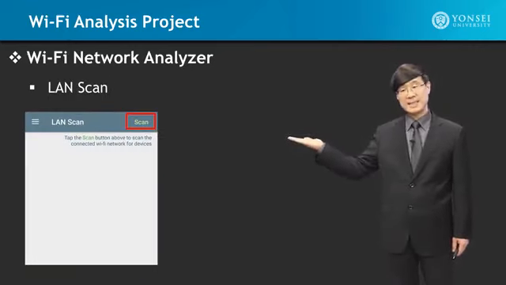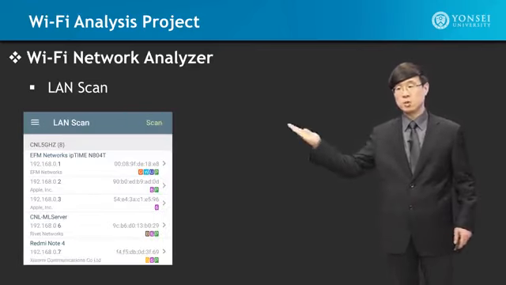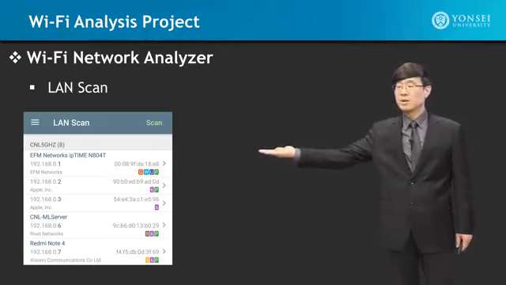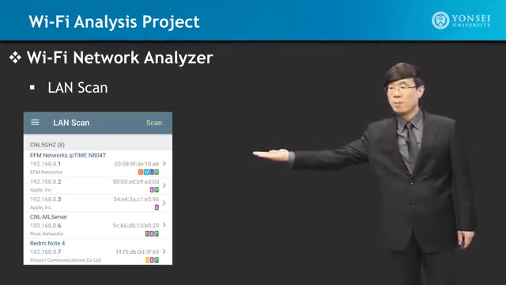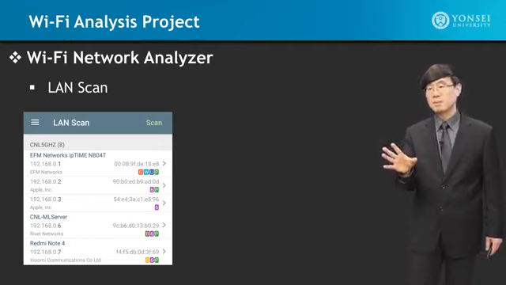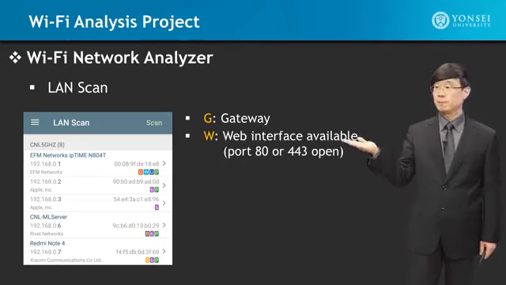The LAN scan, using that scan button, we can go into this, which will pick up various information. You can see some letters here that are written in these color square boxes on the right side of the scan box. Some are orange, some are sky blue, some are purple, and other green colors. What do they mean? G stands for gateway. W stands for web interface available, port 80 or 443 open.